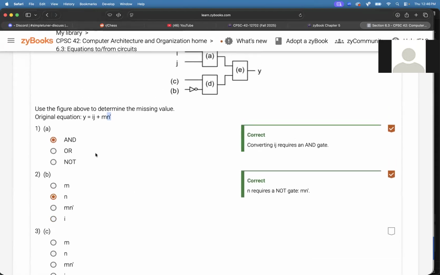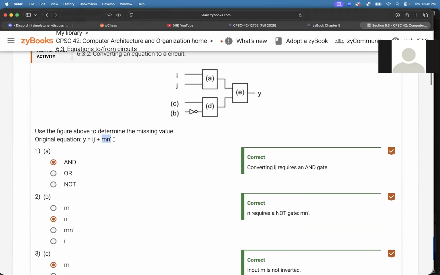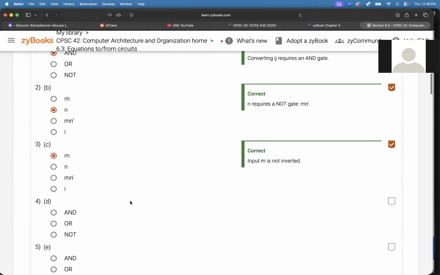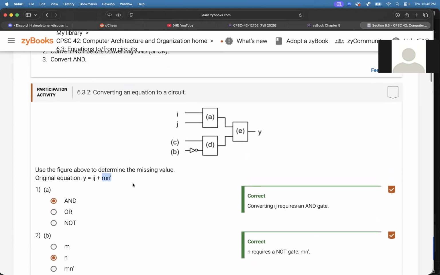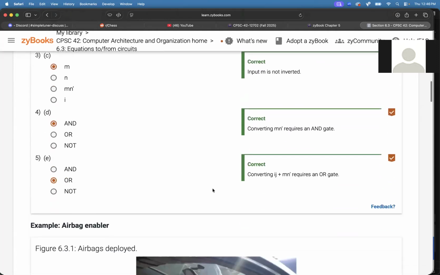C, well, if this one's in, this one must be M. D, these two things are anded together, so this must be an and. And then finally, the output of I and J, the output of M and not N, should be ORed, right? The plus is an OR. So this is an OR. Cool.